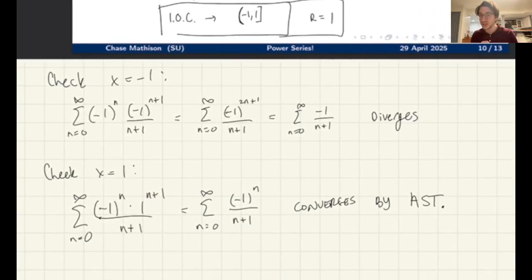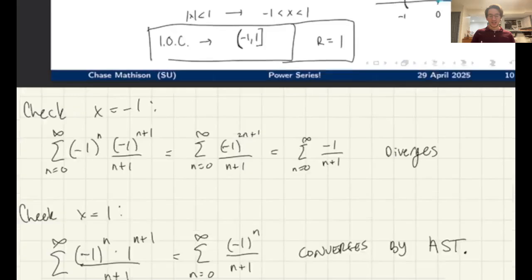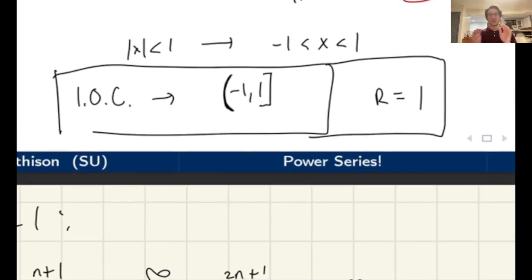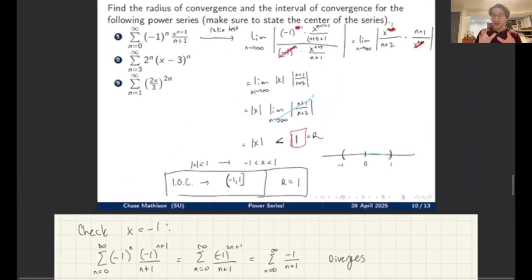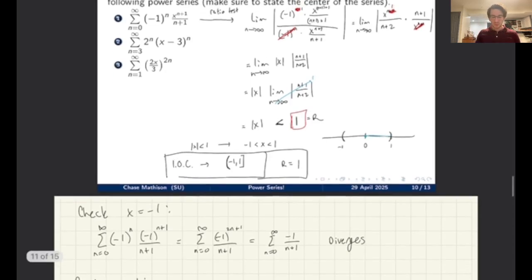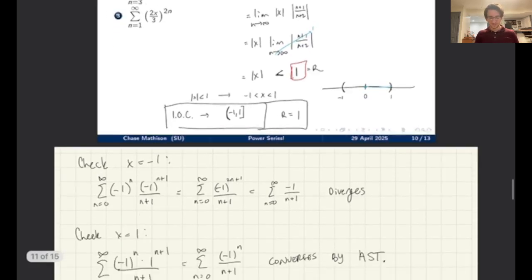So checking the endpoints is a really important step for getting the actual interval of convergence. The endpoints don't play any role in the radius of convergence, other than seeing what is the distance from the middle to the edge. But how the endpoints are included, that's what we did for the interval of convergence. Okay, so I encourage you to pause the video now and try 2 and 3. Same idea, but slightly different. And then we'll talk about the answers.